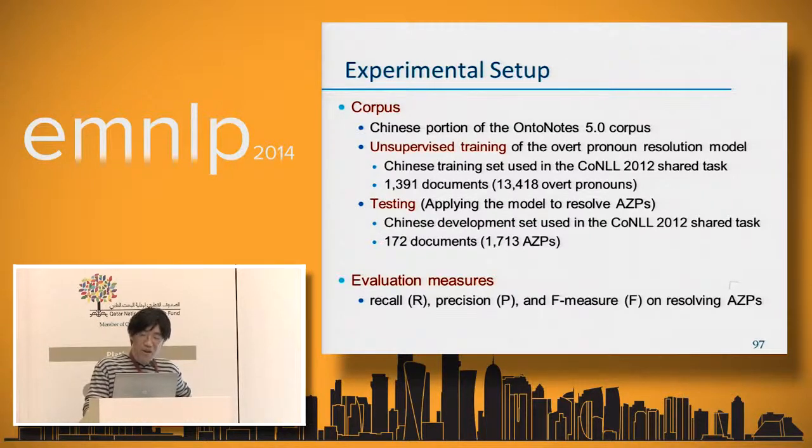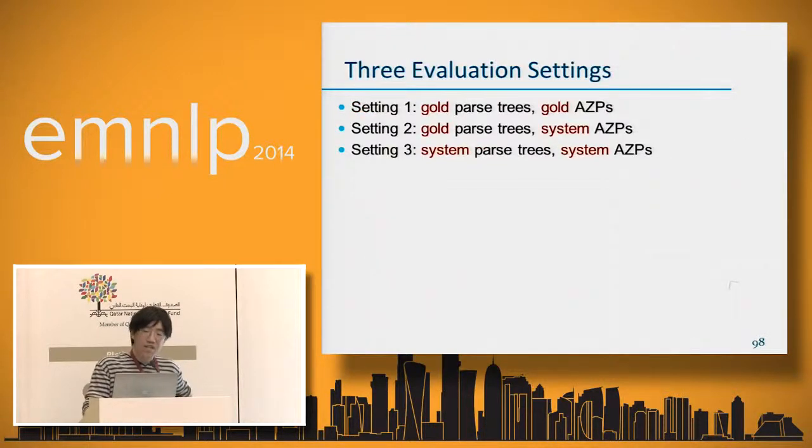And we follow previous work on Chinese anaphoric zero pronoun resolution and use recall, precision, and F-measure on resolving anaphoric zero pronouns as our evaluation measures. We evaluate our model on 3 different settings. In setting 1, we use gold parse trees and gold anaphoric zero pronouns. In the second setting, we use gold parse trees and automatically extracted anaphoric zero pronouns. And in the third setting, we use automatically extracted parse trees and anaphoric zero pronouns. And in order not to overwhelm you with a lot of numbers, I'll just show you the results obtained using settings 1 and 3 here.